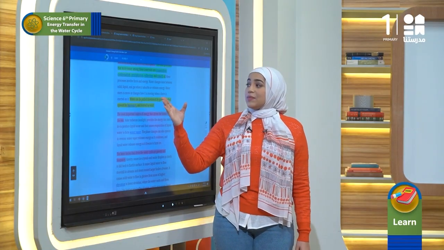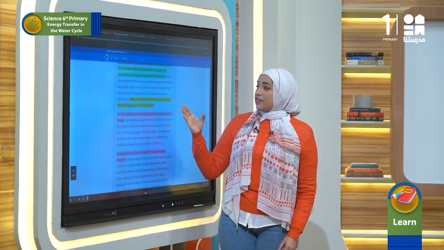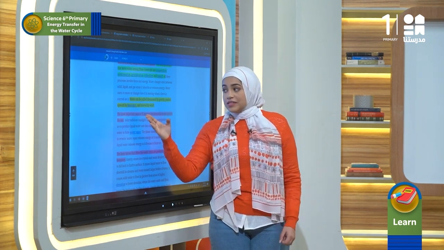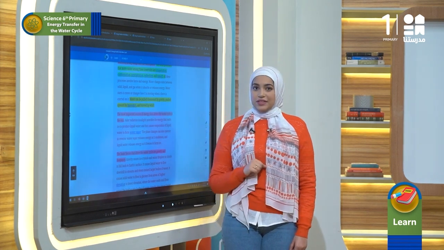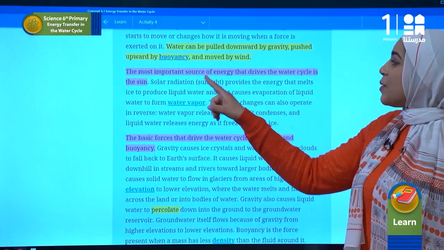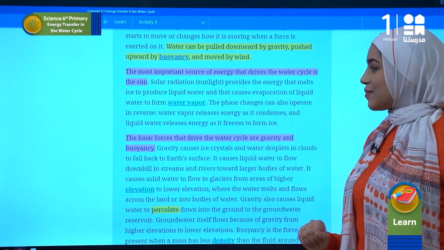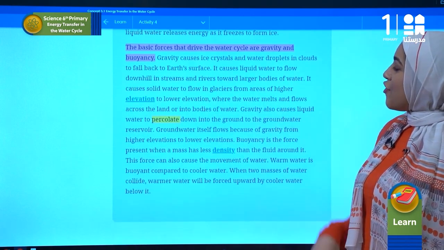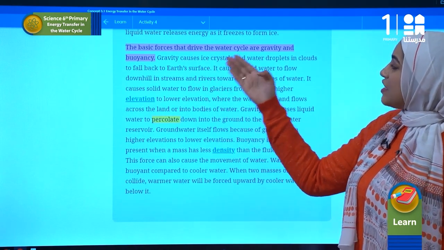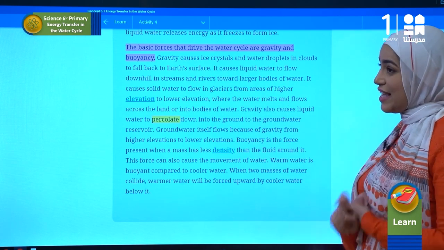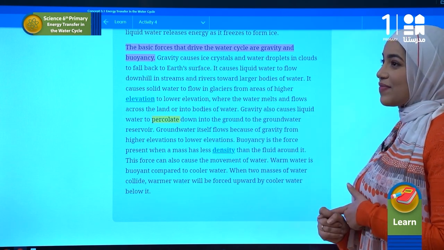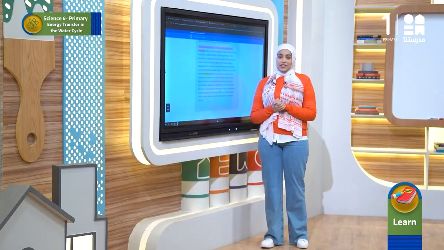Also, water can be pulled downward by gravity, pushed upward by buoyancy, and moved by wind. The most important source of energy that drives the water cycle is the sun. Finally, the basic forces that drive the water cycle are gravity and buoyancy. Let's move to the next activity.